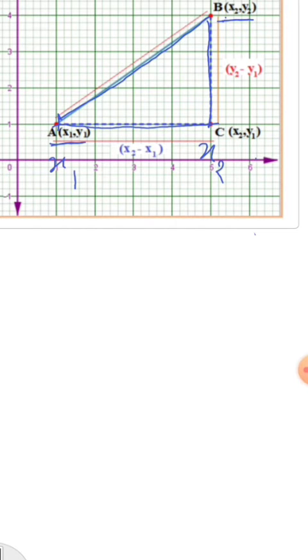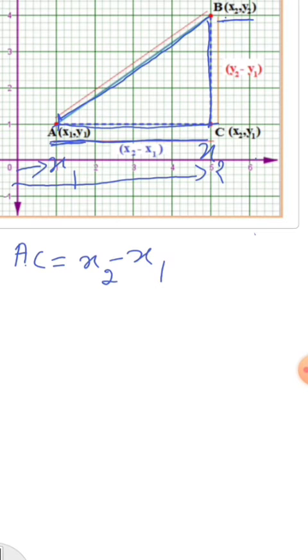So the distance AC, we have to find this distance AC from the y-axis, that is full length minus x1. Full length is x2 minus x1. So AC is equal to x2 minus x1. In a similar way, the distance BC is parallel to the y-axis, so y value minus y value. Here the y value is y2 and here the ordinate is y1. So the difference between the ordinates is y2 minus y1.